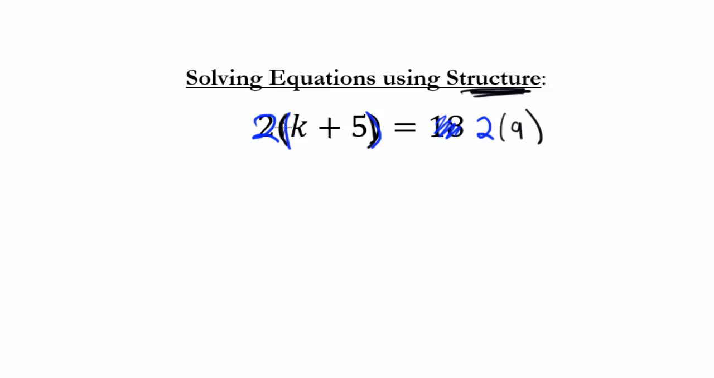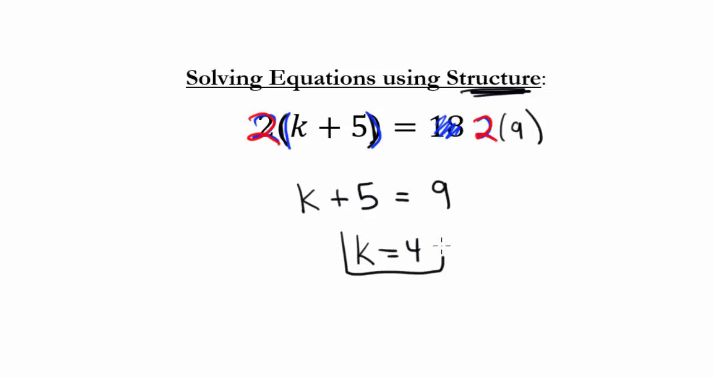Now, because this 2 and this 2 are the same, 2 times something, the same form, we can ignore them. Essentially what you're doing is dividing each side of the equation by 2, but we can also just reason about it and say that if this equation is true, it must be true that k plus 5 equals 9. In other words, k equals 4. You would have gotten that by distributing and solving as well, with maybe one more step, but this is another way of thinking about it.